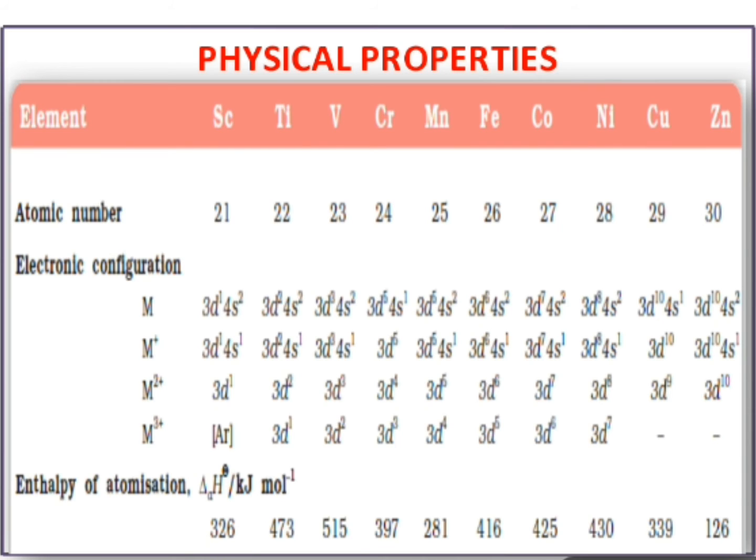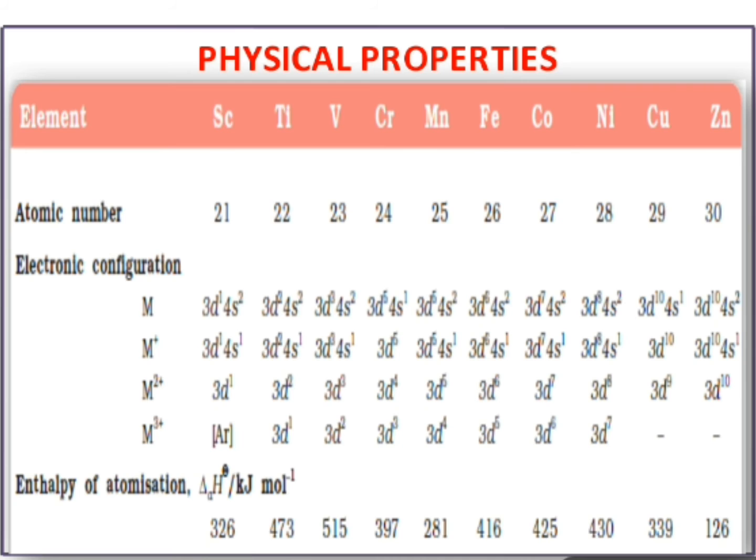So we have to isolate one atom from their group. So that energy is required, that energy is known as enthalpy of atomization. Simple thing: energy required to separate one atom from its group, that is enthalpy of atomization. You can see here the change: scandium 326, titanium 473, vanadium 515, chromium 397, manganese 281.